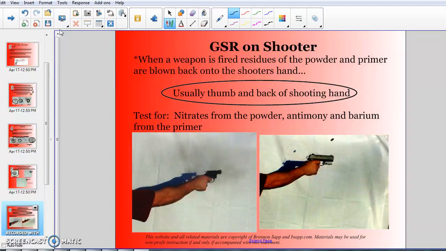When you're holding a gun, you're usually looking for GSR on the outside thumb and the back of the hand of the person. Not on the inside where they're holding the gun, but the outside. So the outside of your hand and the outside edge of your thumb is where you would look for GSR, because it gets blown back over the gun. And they would test for that. There's a specific test where they test for the nitrates in the powder. So when you're looking for GSR on the shooter, you're looking on the back side of the hand and the thumb, not on the inside that's actually touching the gun, just because of the way it gets blown back.